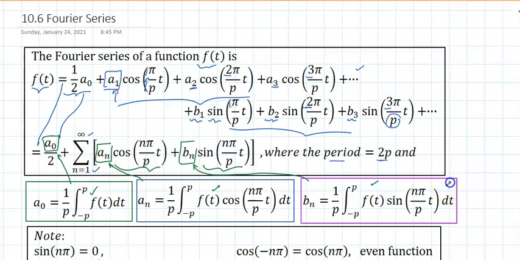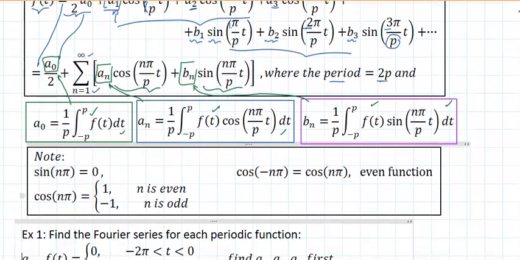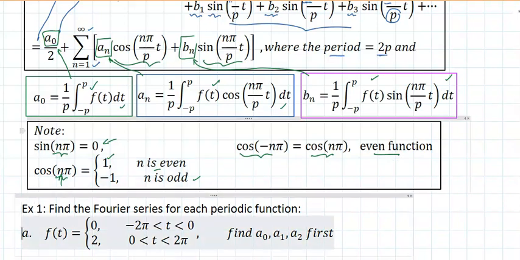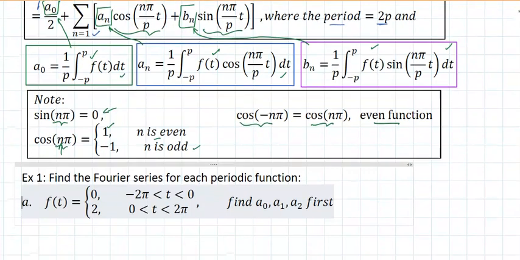So those formulas are provided. You don't need to memorize those three. You just have to find them. It's a bit long, but not that hard. Keep in mind, the sine of n pi is always 0, and the cosine of n pi is 1 if n is even, and negative 1 if n is odd. And remember that the cosine of negative n pi is the same as the cosine of n pi because cosine is an even function. So we're going to start with example 1, and let's keep those handy so we can see how this works.